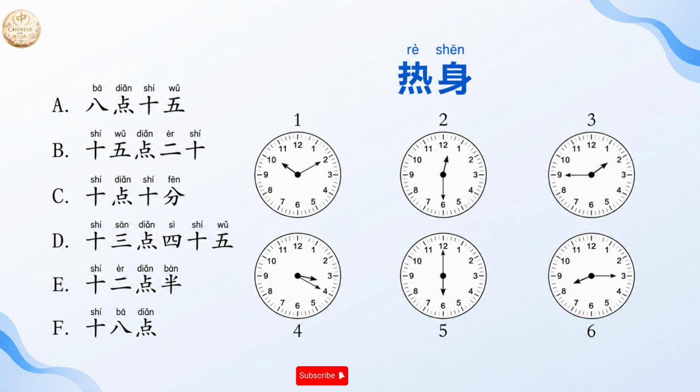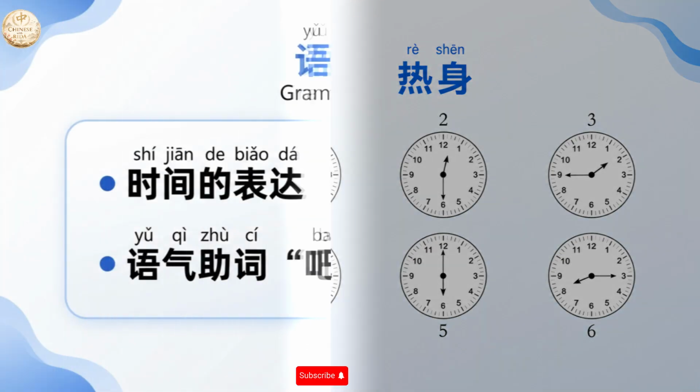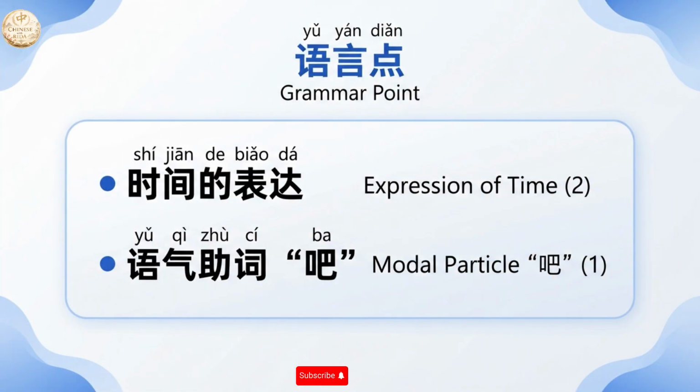Alright, so after doing this exercise, I don't know if you already found some of the rules of expressing time in Chinese. Let's see. The language points for this lesson are two. First, the expression of time, and then we will learn about the modal verb pa. First, let's look at the expression of time.